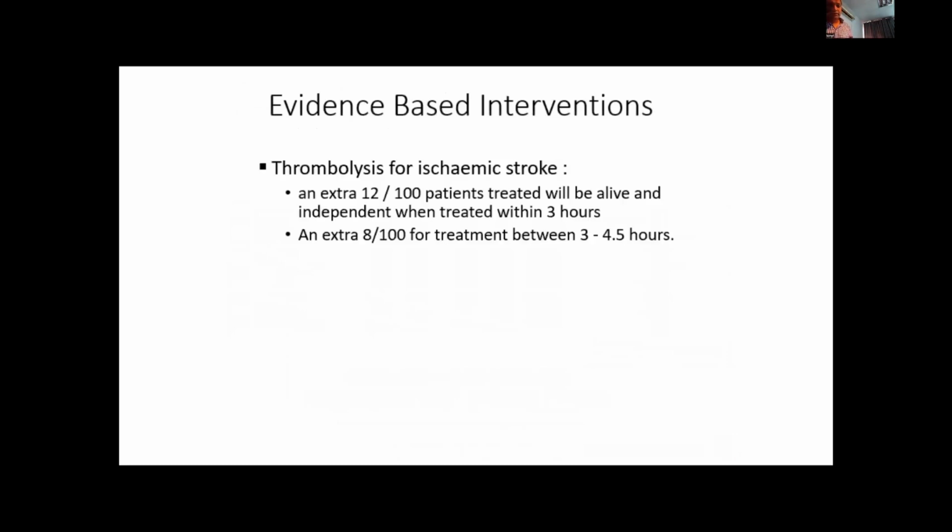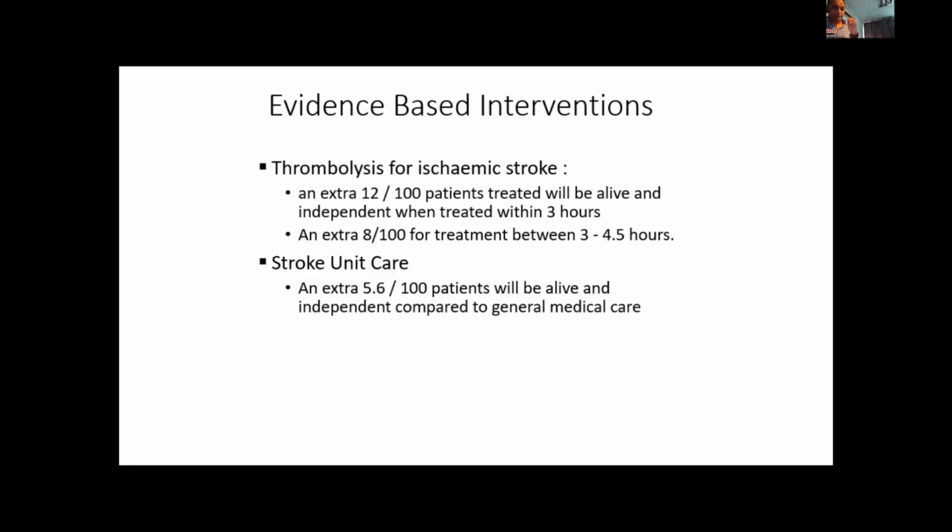So in summary, we know that thrombolysis for ischemic strokes keeps an extra 12 people alive and independent. This is a critical thing with IV TPA: it's not about keeping them alive, it's keeping them alive and at home. We know that there's an extra 8 people better off if you can do it between 3 to 4.5 hours. I would like to put a flag out for stroke units.